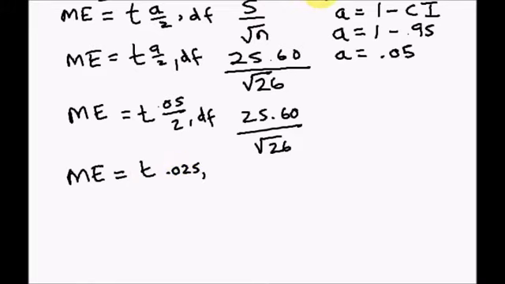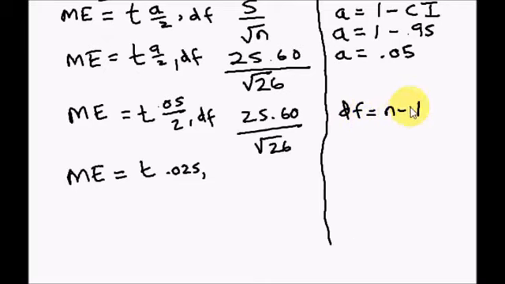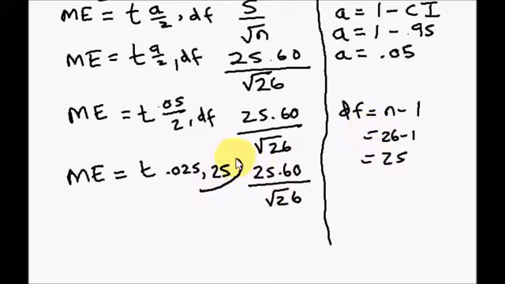Degrees of freedom is just equal to n minus 1. Well, my sample size given in the question was 26, so my degrees of freedom is 26 minus 1. I've now got all of the information I need to look this up in the t-table. I'm going to look up a t-score for an alpha level of 0.025 and 25 degrees of freedom.